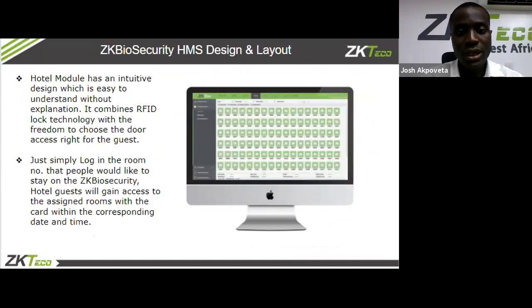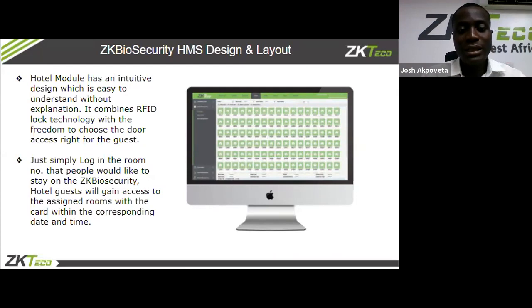A further function is the design and layout, because we understand that people want a user interface that is intuitive, where they can interact with something that is user-friendly. What you see on your screen is a typical user interface of a ZK Biosecurity HMS design and layout. You have the freedom to customize your UI to fit your need. Just simply log into a room with the room number, and that is all you need to do.